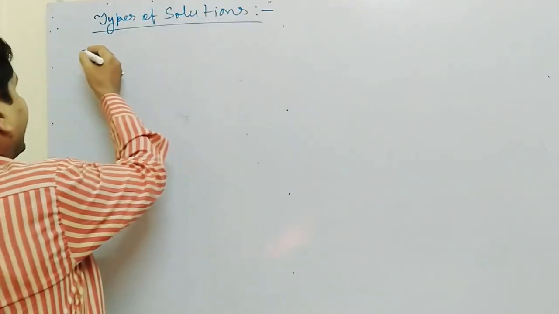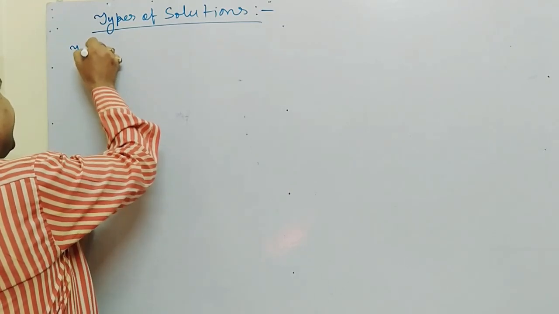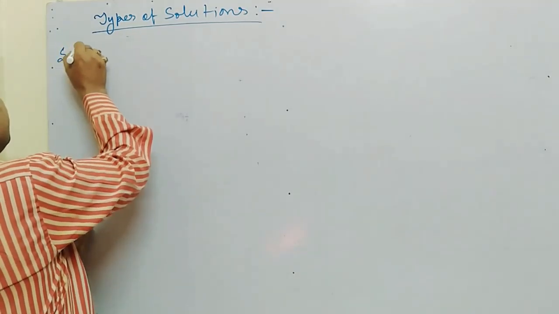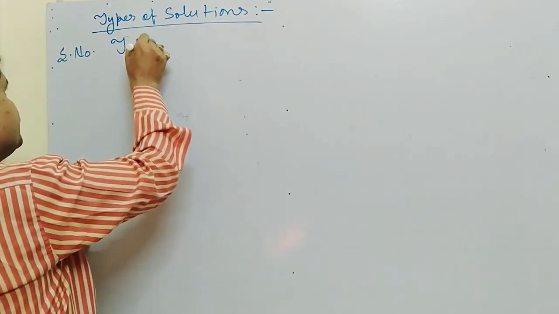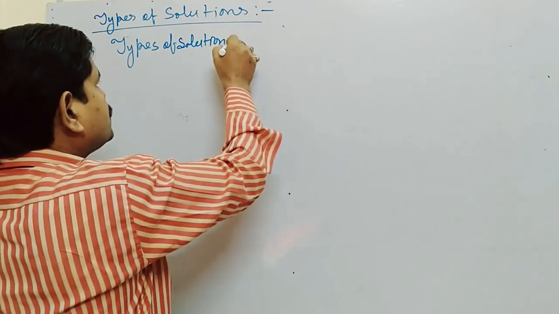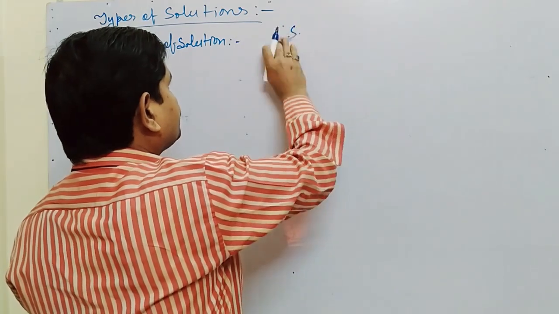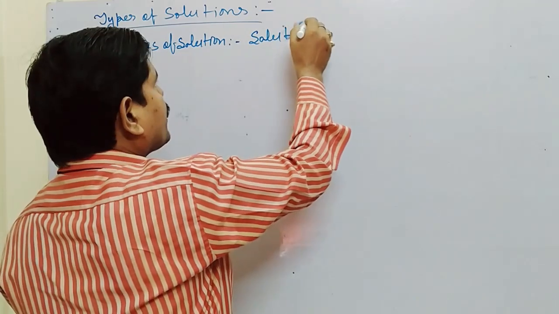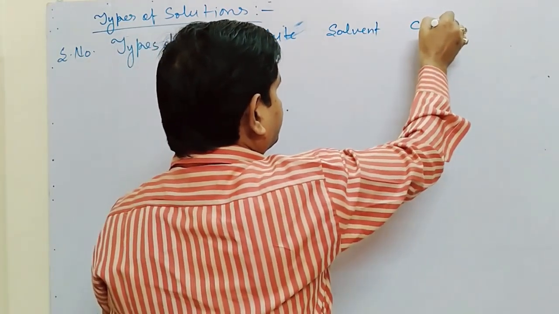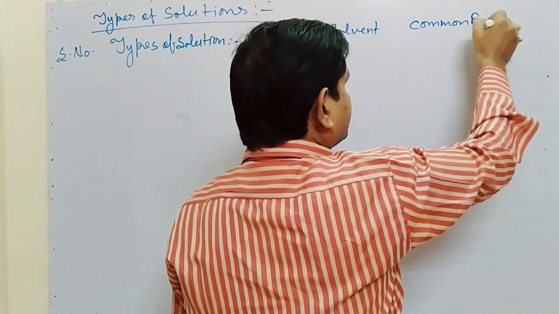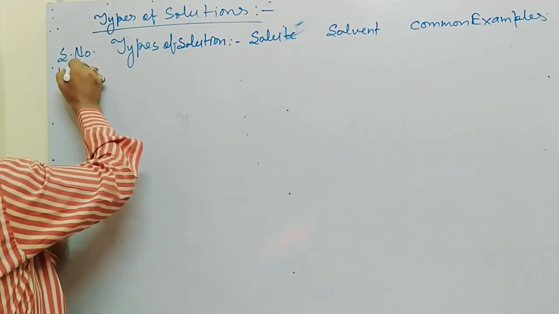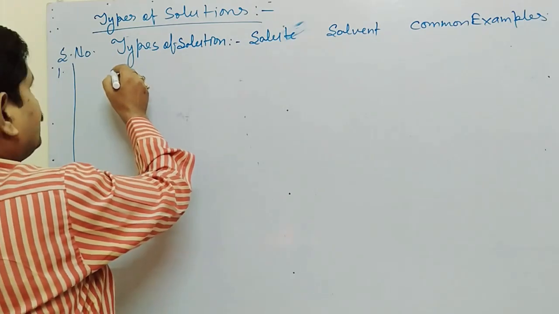Here, types of solution: first serial number, types of solution, solute, solvent, common examples. First, gaseous solutions.